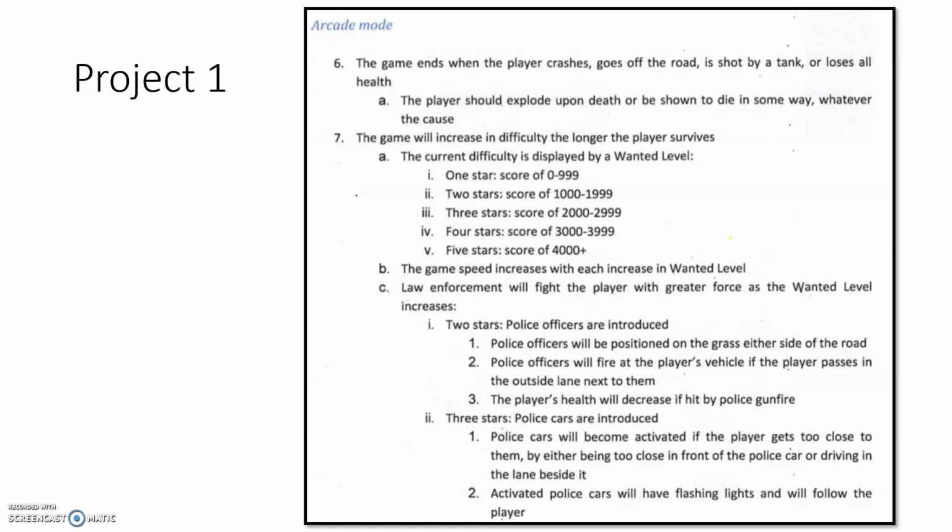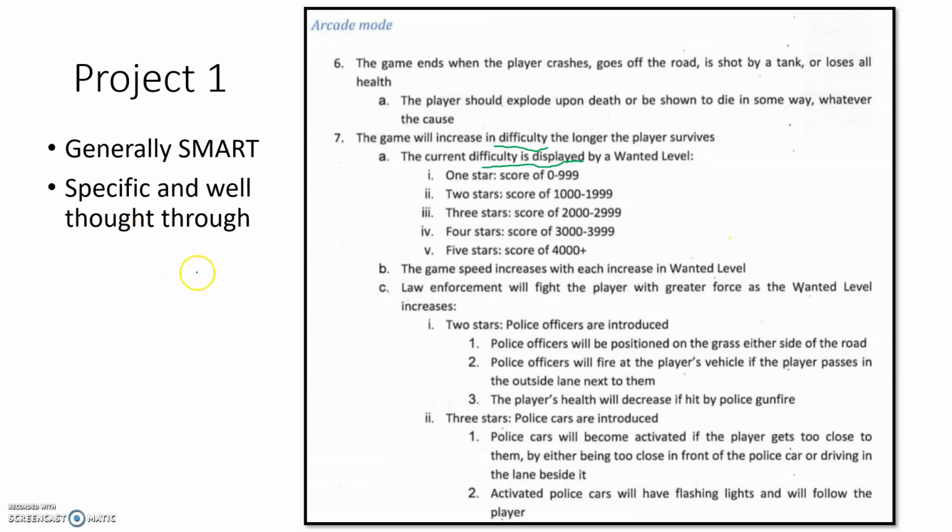Okay, and I think it's fairly clear, and I think most of you highlighted this in the feedback form, that the requirements for project 1, the Endless Runner game, are very well defined. The majority of them are SMART, they're very specific and clear. If we just take this one for example about increasing in difficulty, we've actually then got a breakdown there about how difficulty is going to be measured and how difficulty can actually change. So in terms of the game speed increasing and the amount of law enforcement, and then a further breakdown. So everything is so clear and specific. It's very well written in terms of the majority of those requirements.